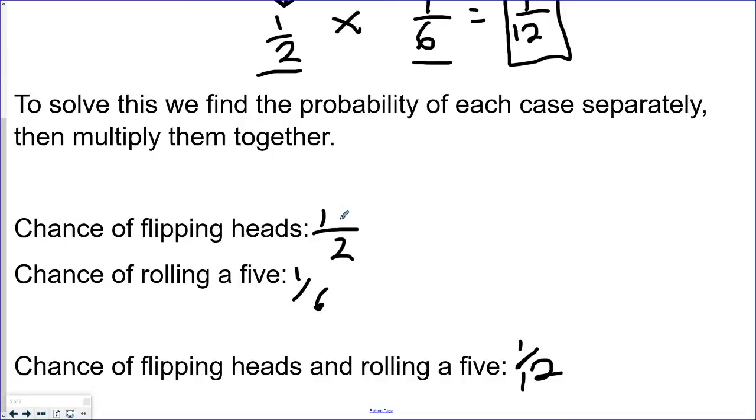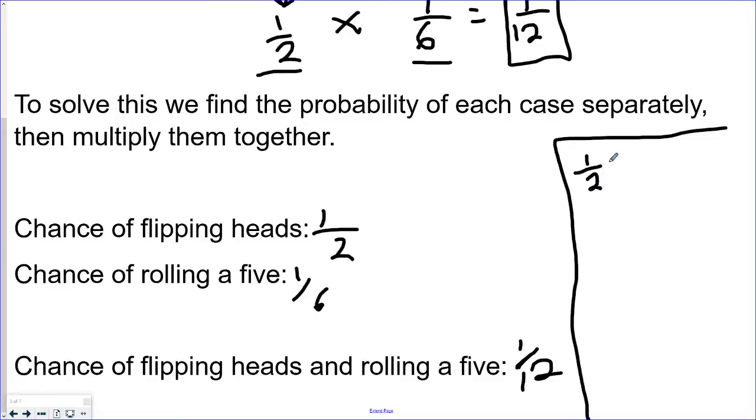If I want the chance of rolling a heads, let's see if I do a different one here. What's the chance of rolling a heads? 1 out of 2. And rolling an even number on the die. Well, how many even numbers are there on a die? Well, there's 2, 4, and 6. So there's 3 even numbers out of 6 total, which gives me 1 times 3 is 3, 2 times 6 is 12, 3/12, which, if I reduce, gives me 1/4.